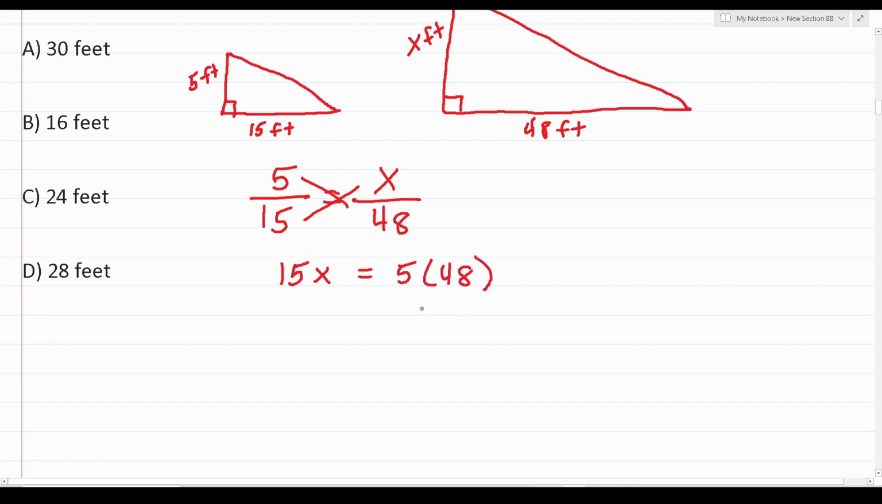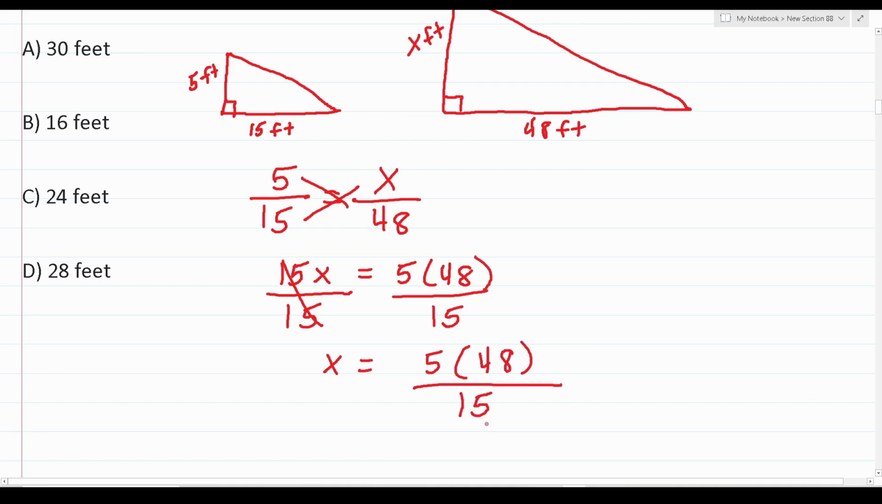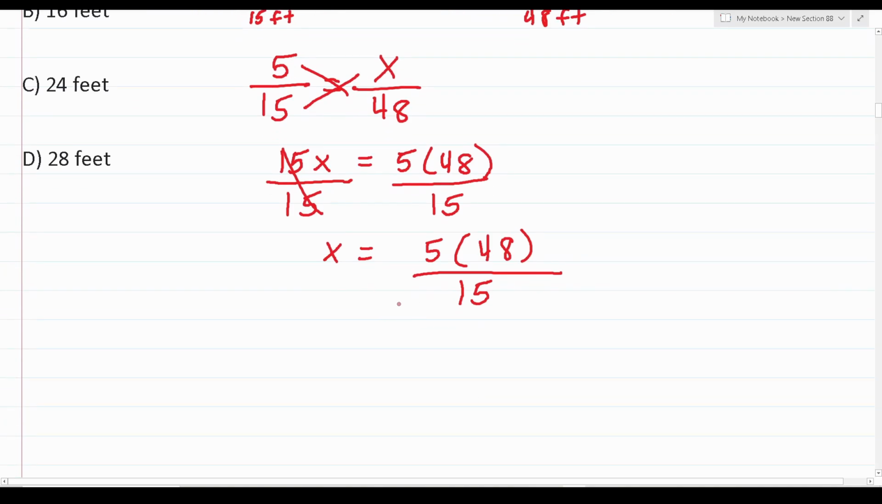All right. What I'm going to do here should help us avoid working this out fully. I'm going to divide both sides by 15 right now. And this becomes x equals 5 times 48 over 15. And now I can actually reduce this because 5 and 15 have a common factor of 5. So 5 goes into 5 one time, whereas 5 goes into 15 3 times. So this becomes 48 over 3, which is much easier and quicker to work out.